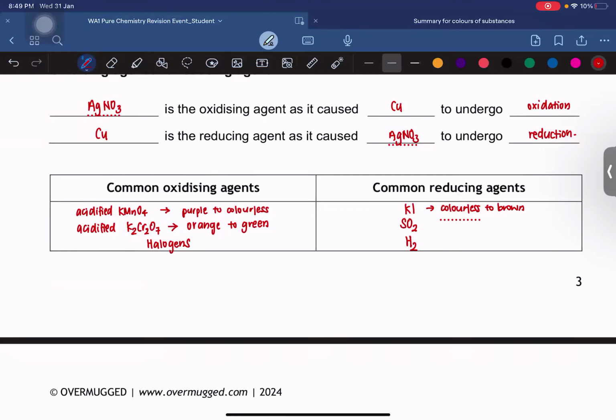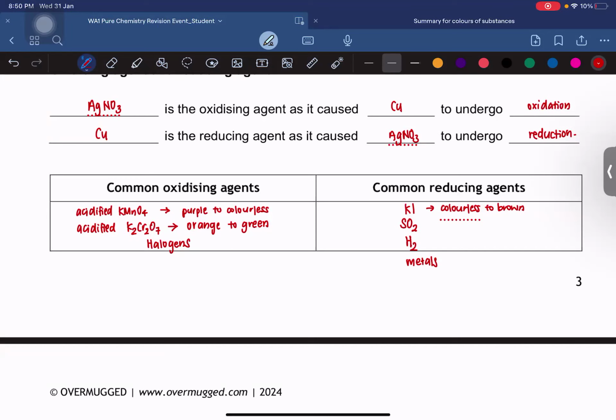Now the last one, think about it. If halogens are good oxidizing agents, what is the other extreme? Yes, so your metals are good reducing agents. Why is that so? Because they readily lose electrons to form cations. So they readily undergo oxidation. Understand? So they themselves are oxidized to reduce others.